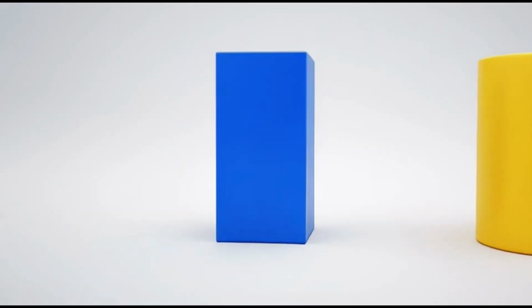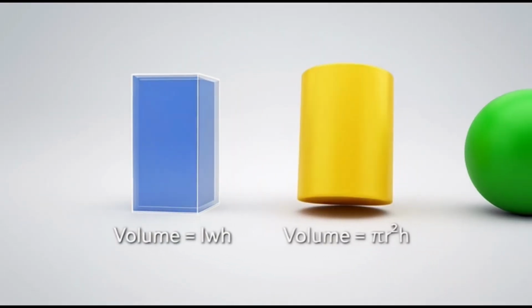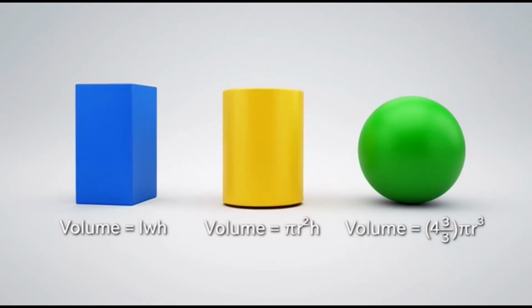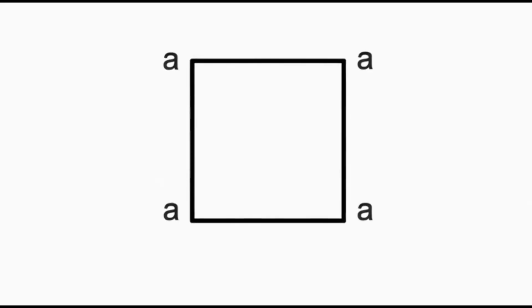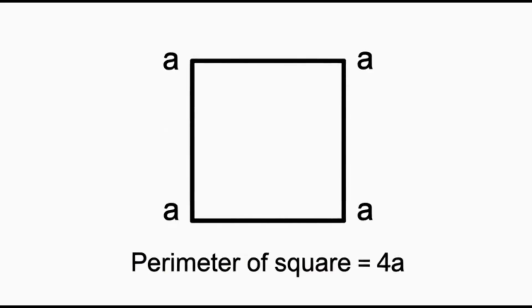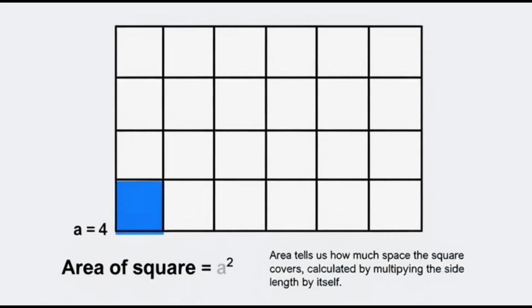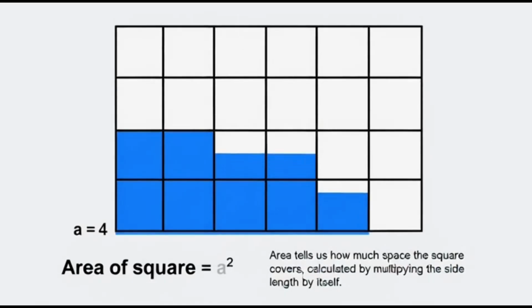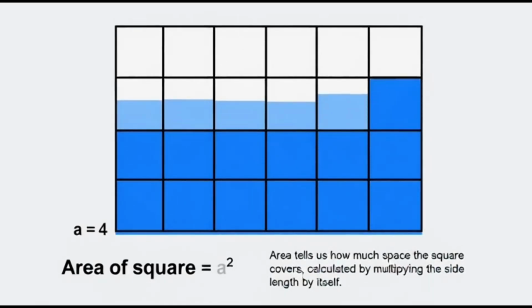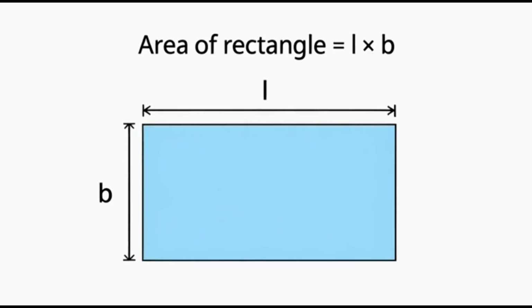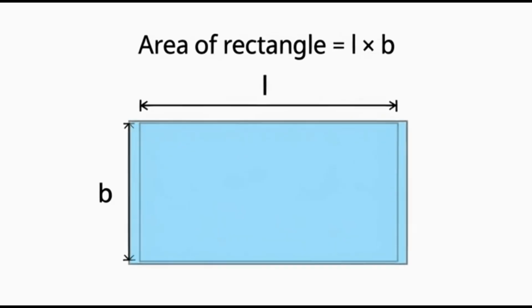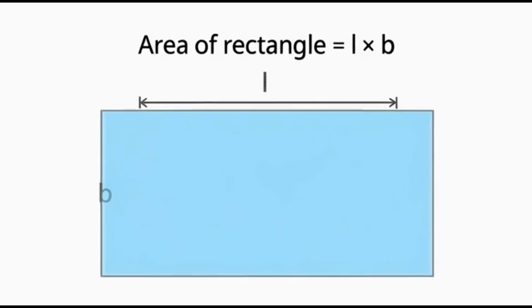Geometry formulas help us measure shapes, spaces, and structures we see everywhere in real life. The perimeter of a square is simply 4 times one side, because all sides are equal in length. Area tells us how much space the square covers, calculated by multiplying the side length by itself. For rectangles, area is found by multiplying length and breadth, making it very easy to calculate.